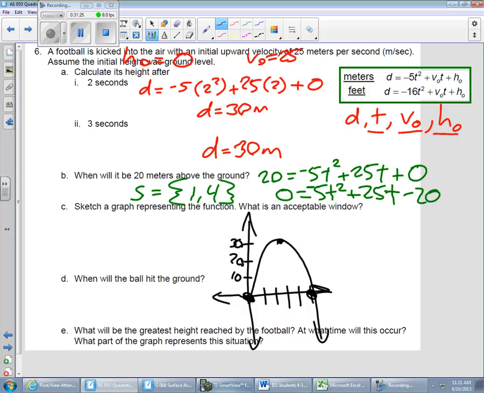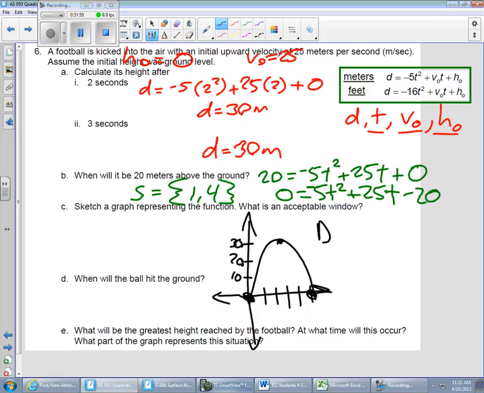What about this tail? Unless that ball's attached with a drill on it, when the ball's kicked up, it's going to go up, it's going to come back down, it's going to hit the ground. It is not going to go underground. So that part of the graph is not needed either. It's not an acceptable possibility for this particular situation. So when it says what is an acceptable window, well, this is what the ball can do. So the window only needs to reflect what the ball can do.